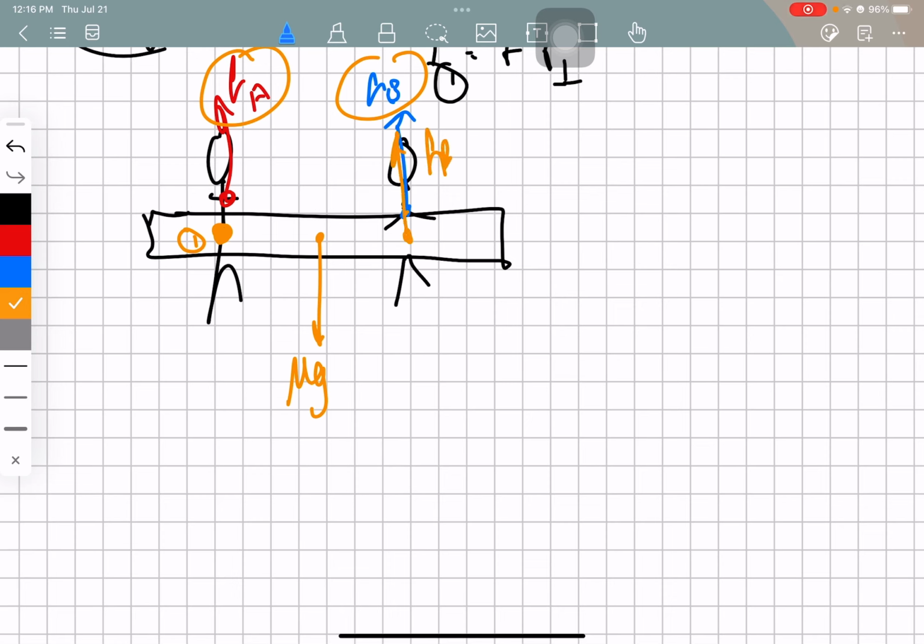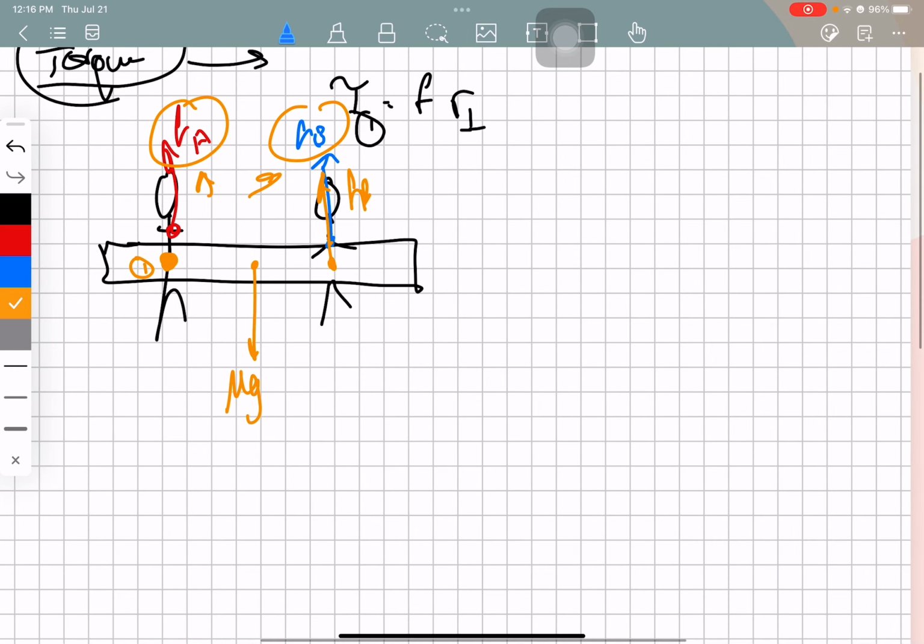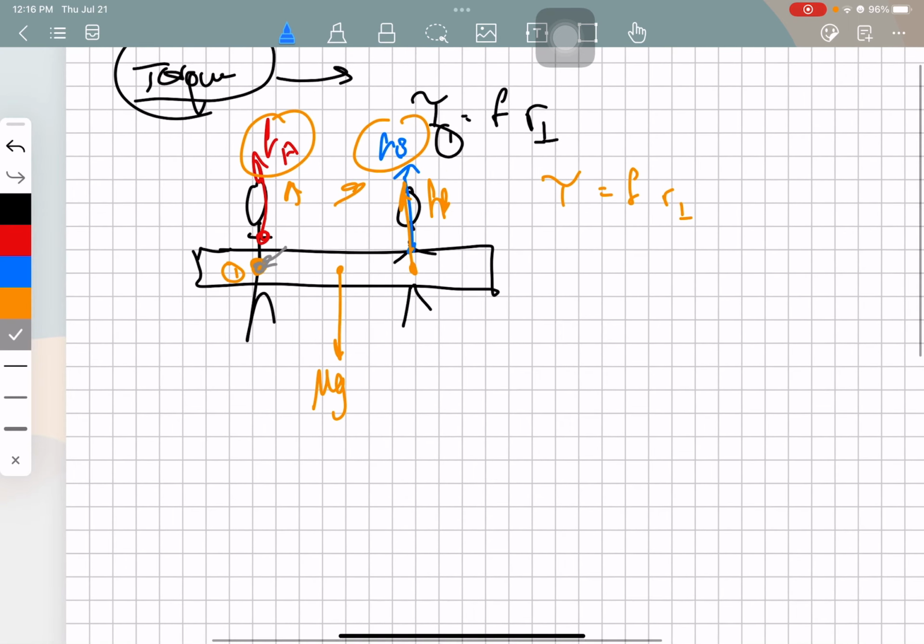And in order to solve for these two, for the FA and the FB, I need to use the torque equation. So we know that torque is going to equal the force times the radius that is perpendicular to my pivot point. My pivot point is right here. Okay, so first I'm going to have to assign my directions. Usually they say that going clockwise is negative and counterclockwise is going to be positive.